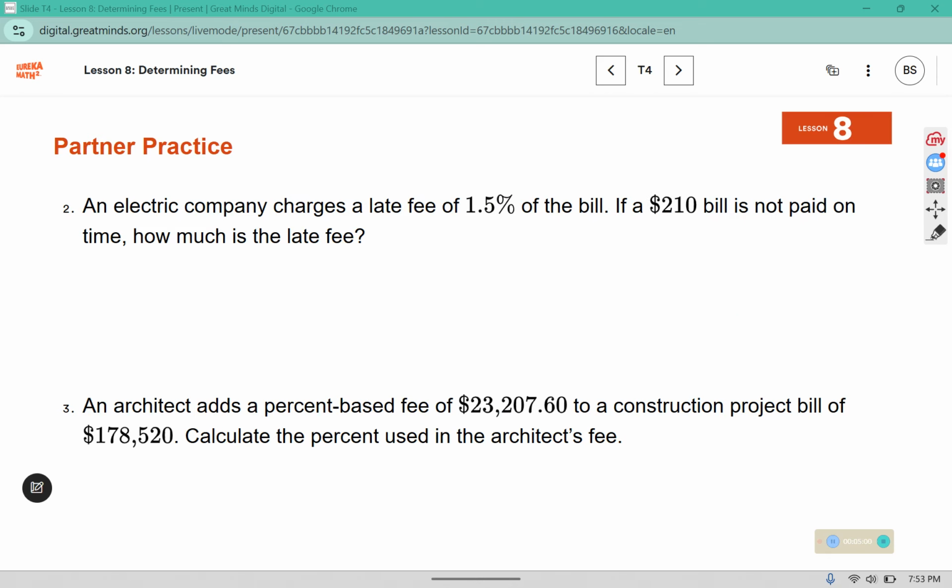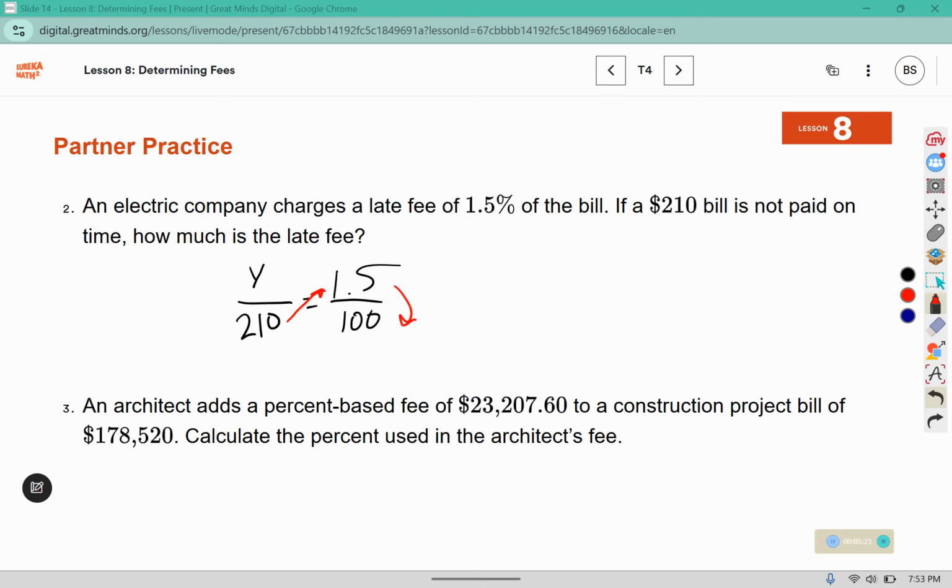An electric company charges a late fee of 1.5% of the bill. If a $210 bill is not paid on time, how much is the late fee? Cross multiply, then divide. 210 times 1.5 divided by 100 is $3.15.